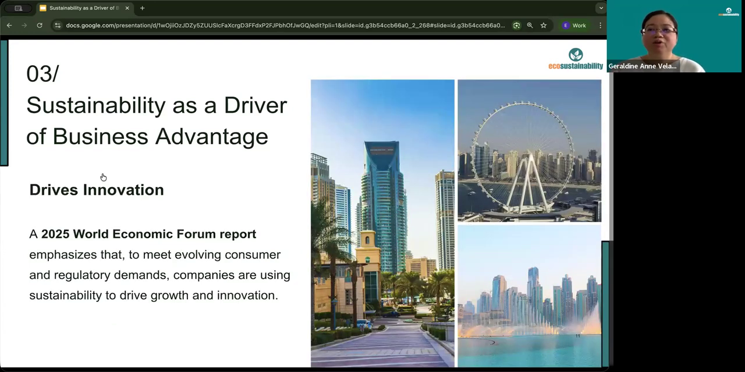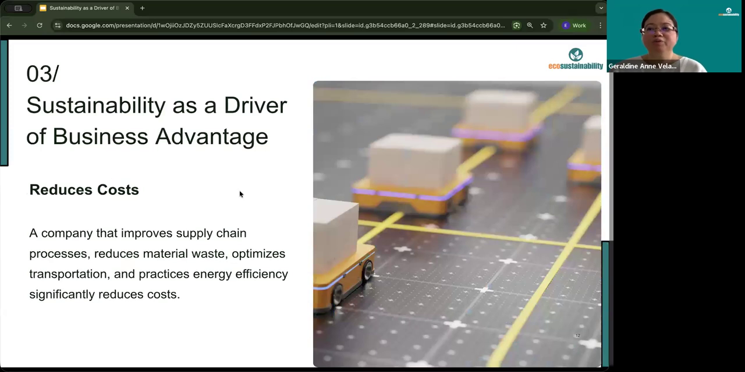The 2025 World Economic Forum report emphasizes that to meet evolving consumer and regulatory demands, companies are using sustainability to drive growth and innovation. It's forcing companies to be innovative, thus creating new markets and revenue streams. Also, a company that improves supply chain processes, reduces material waste, optimizes transportation, and practices energy efficiency significantly reduces costs.